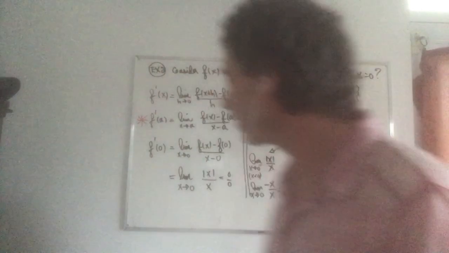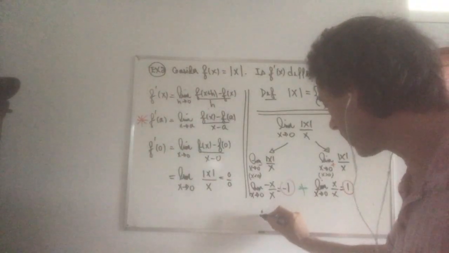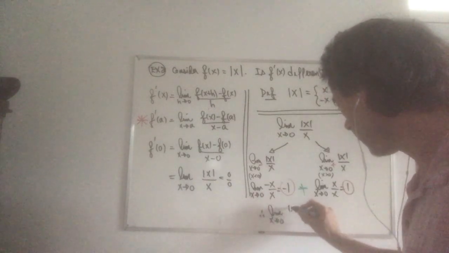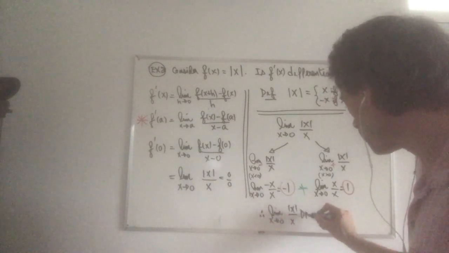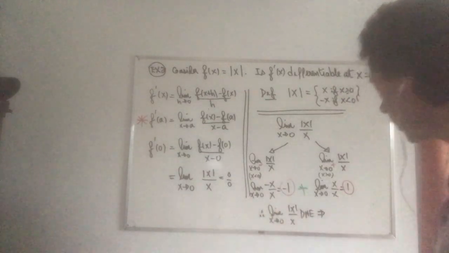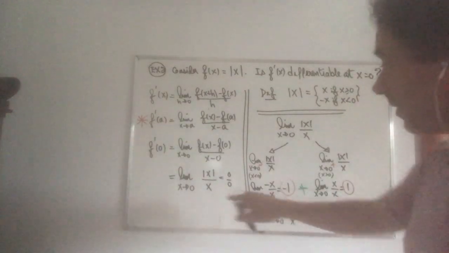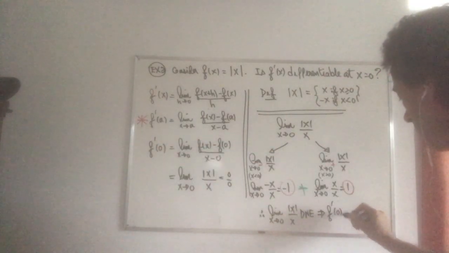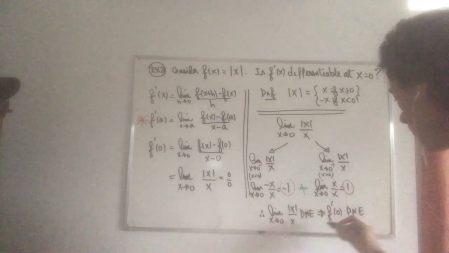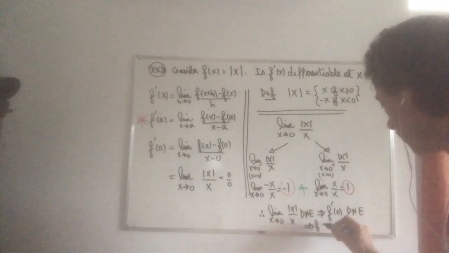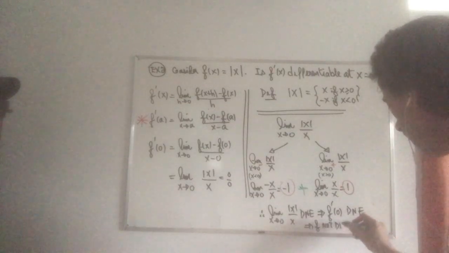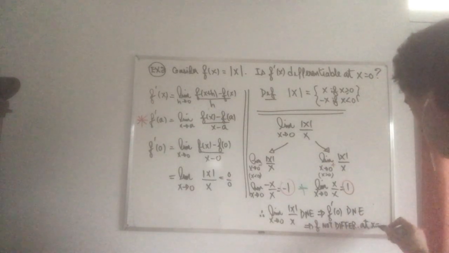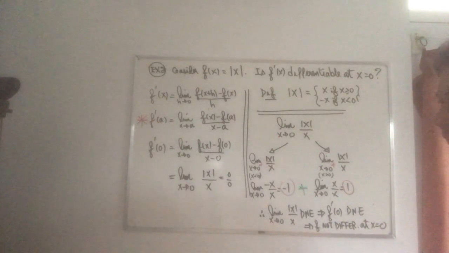What does that mean if the left and the right do not equal each other? It means that the limit as x approaches 0 of the absolute value of x over x does not exist. And in turn, because this limit does not exist, remember what this limit was, f prime of 0. So that implies that f prime of 0 does not exist, and that implies that f is not differentiable at x equals 0.